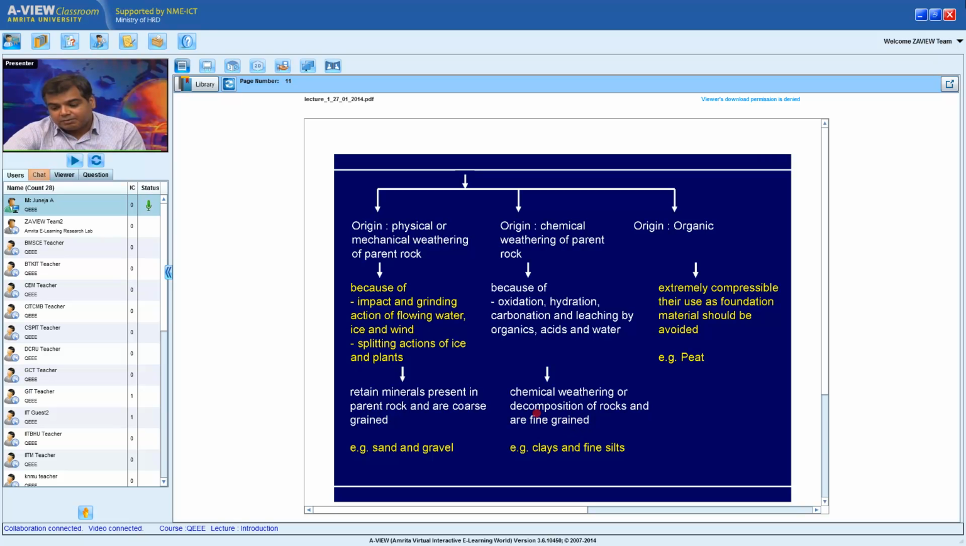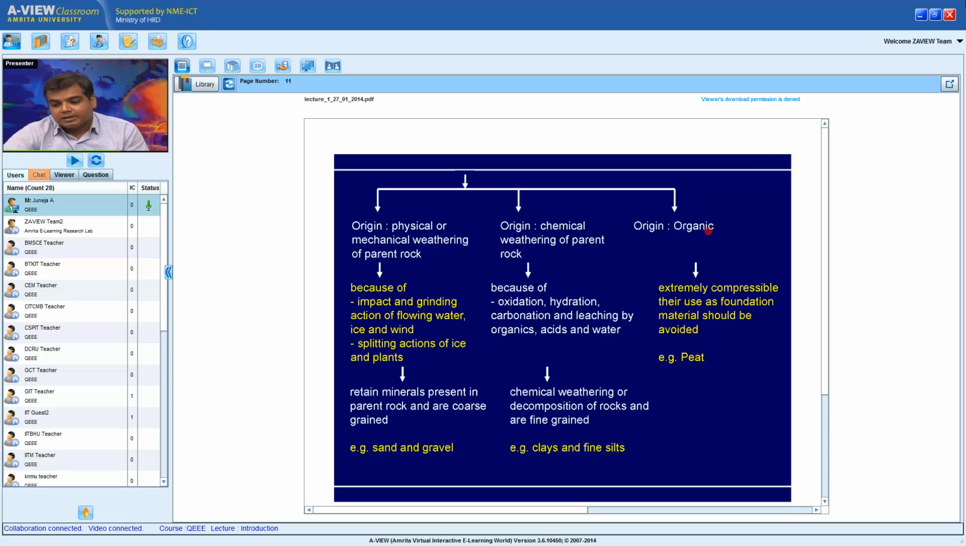When we speak about fine grain, we'll come to this term later again. Fine grained are anything which you need a hand lens or a finer than hand lens to view. Examples are clays and fine silts to some extent.